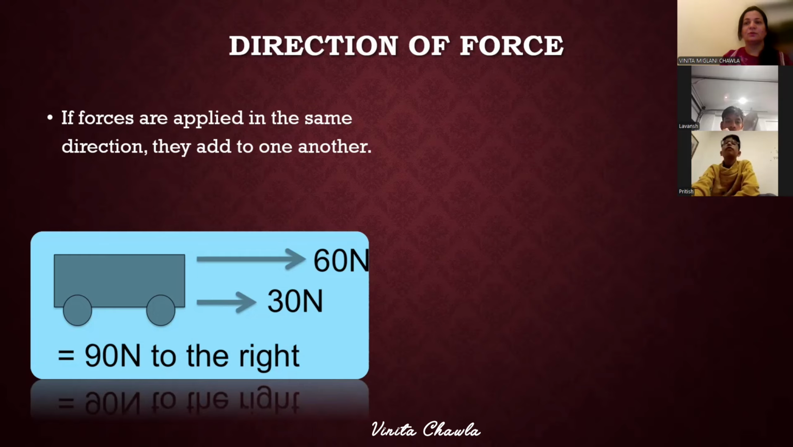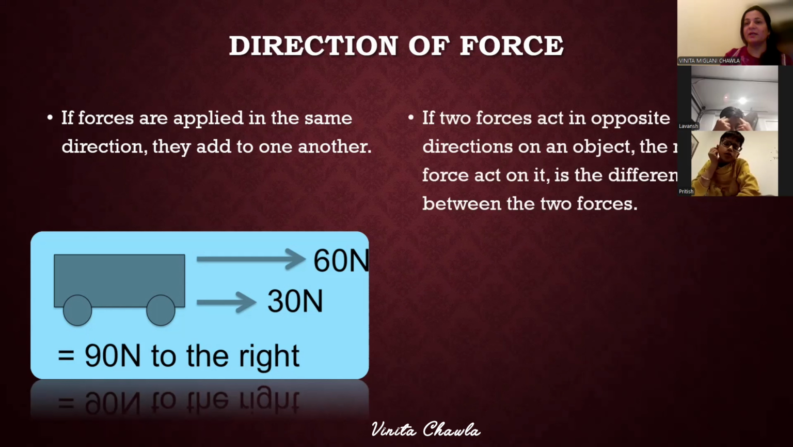I was writing the. Okay, look at this, because here in this particular case, we have a trolley and we are applying a force of 60 Newton and 30 Newton on this trolley. So both the forces are acting in the same direction, to the right. So the object will move to the right with a force of 90 Newton. So when two forces are acting in the same direction, then they add to one another. The word that we use here is the resultant or the net force or the total force. Total force, net force, resultant force is 90 Newton.